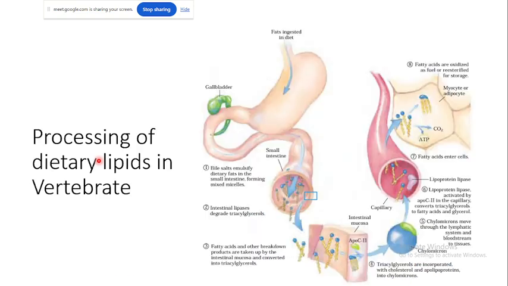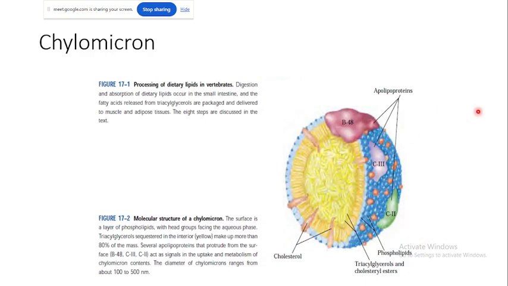So now we saw the chylomicron, where the intestinal lipase degrades the TAGs to fatty acid, then this fatty acid is taken up by the mucosa and again converted into TAGs. The TAGs will be incorporated with cholesterol and apolipoprotein, which is the chylomicron. This is the structure of the chylomicron. There are three apolipoproteins: B48, C3, C2, and apart from the apolipoproteins, there are cholesterol molecules and phospholipids. Phospholipids form this spherical chylomicron, and it is also composed of triacylglycerol and cholesterol ester.